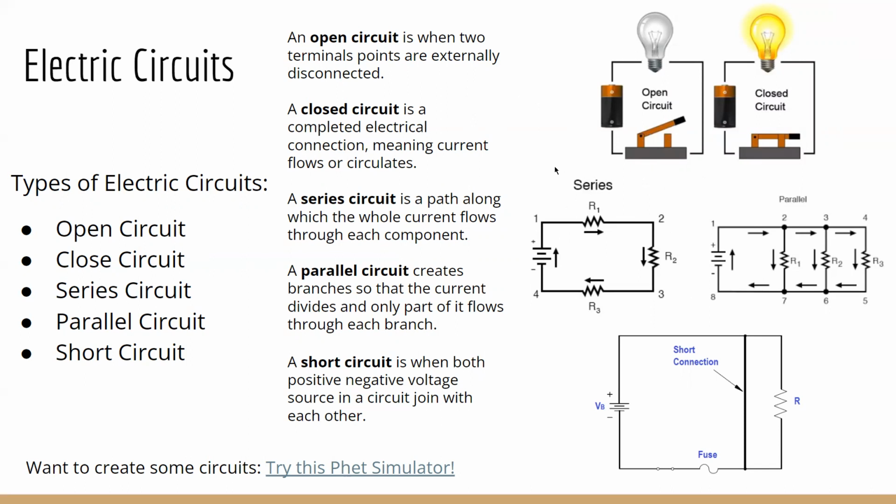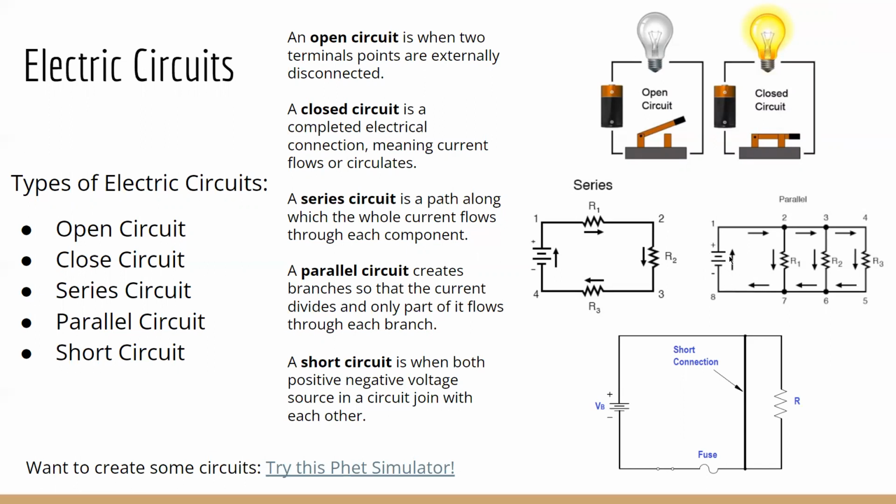A series circuit is a path along which the whole current is flowing through each component. So the current from the battery is flowing through each part of the circuit: resistor 1, resistor 2, resistor 3. Nothing is branching off, and the current is not being divided anywhere. There's just one whole loop of current flowing through each electrical component, compared to a parallel circuit, in which there are branches that make the current divide.